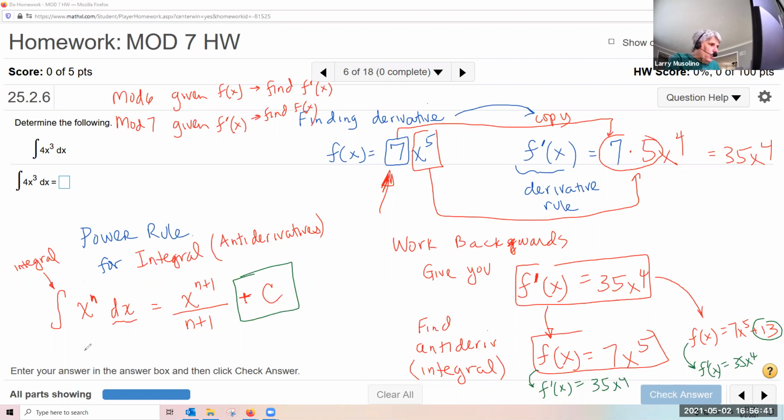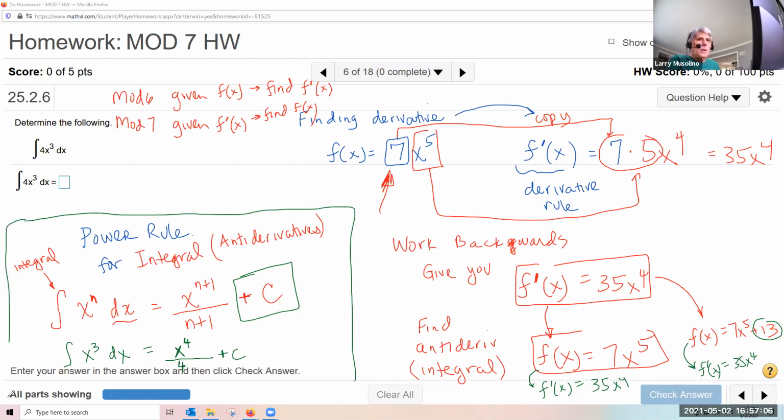So let's do a quick example. What if I said, what's the integral of x to the 3 dx? Well, the rule says add 1 to the exponent, so that's going to make it an x to the 4, and divide by the same number that's sitting up in the exponent. Well, I have a 4 sitting up in the exponent, so I'm going to put a 4 down here, plus a constant. So this is going to be an important rule here in Module 7. Whenever you want to find the integral, which means the antiderivative, if it's x to an exponent, use this rule.